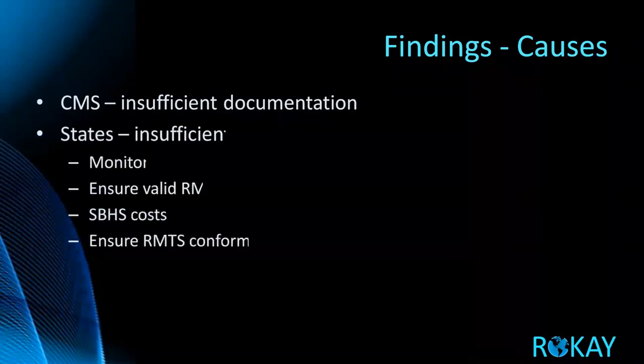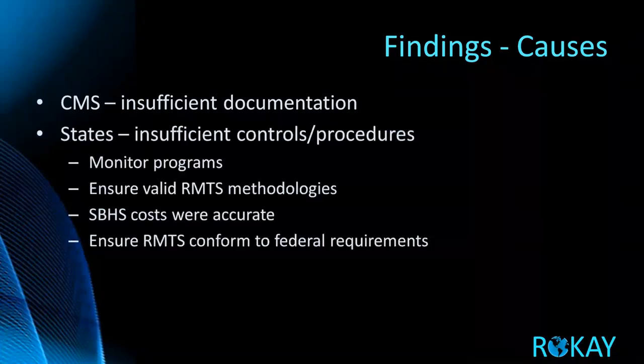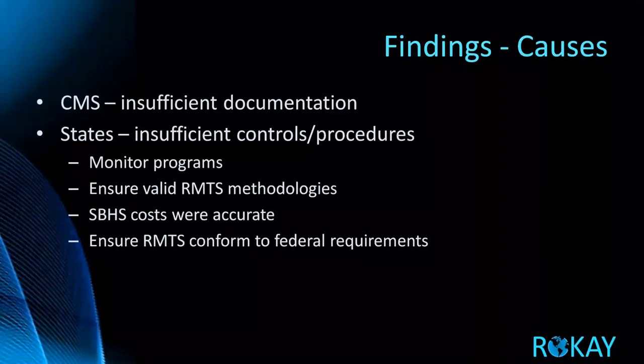The second one is that the individual states did not have policies and procedures in place to monitor their school Medicaid programs that would have caught these issues. And again, I'm not going to read all these things to you, but these are the areas they specifically call out, saying there's nothing in place to ensure that these things happen correctly.